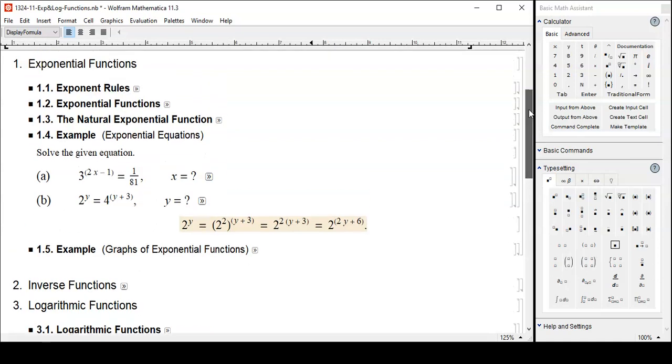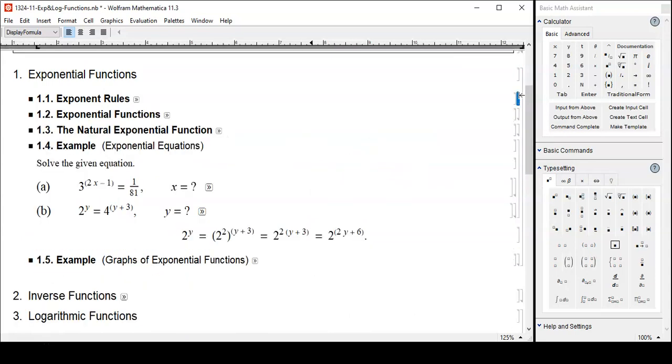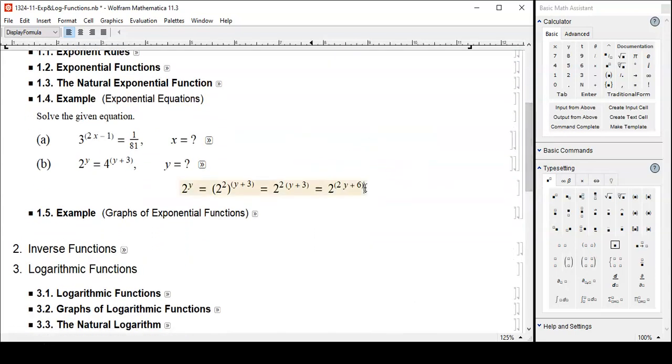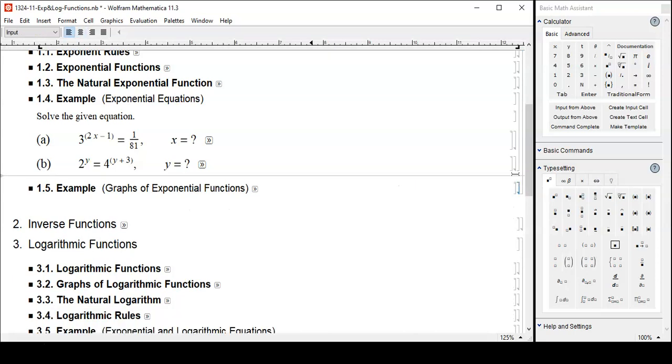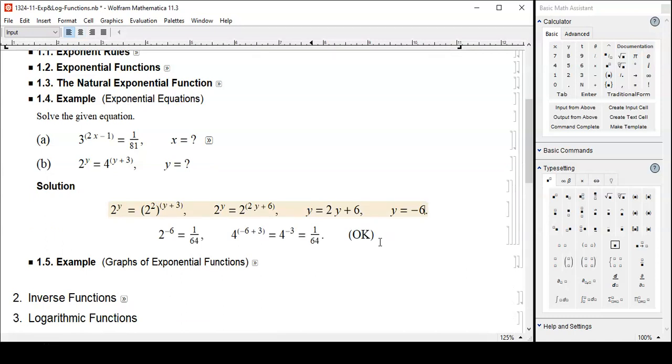I just used this rule here. Multiply the powers if we have the same base. Yes, we have the same base, 2, so we can always do this. And compare the powers. What do you have? y equals 2y plus 6. Solving this equation, you're going to get your y value. Here's a solution. And here's a checking process. All clear, right?